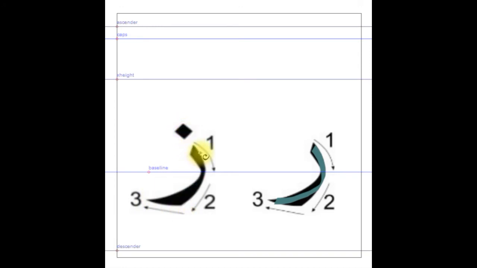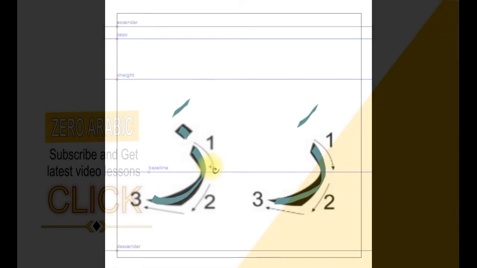I repeat again. Stroke. Put a dot here. Don't forget to put a stroke here. We call this stroke Fatha. Ra. Z. That's it guys.